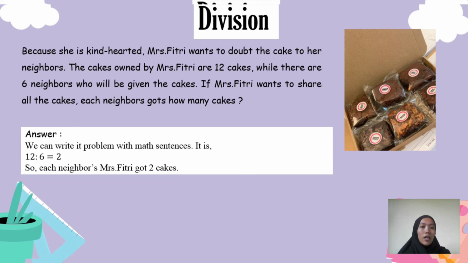We can write the problem as a math sentence. It is 12 over 6 is equal to 2. So each neighbor of Mrs. Fitri gets 2 cakes.